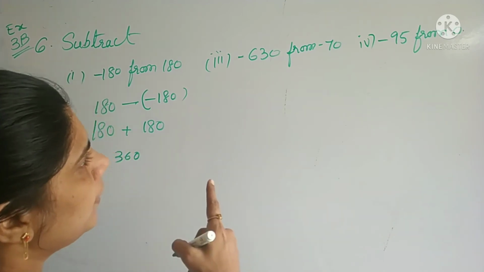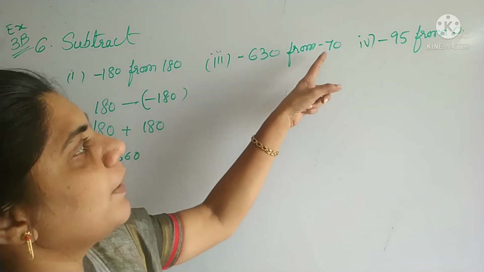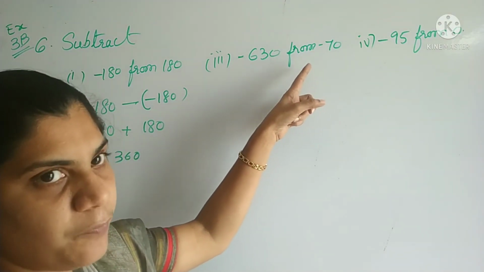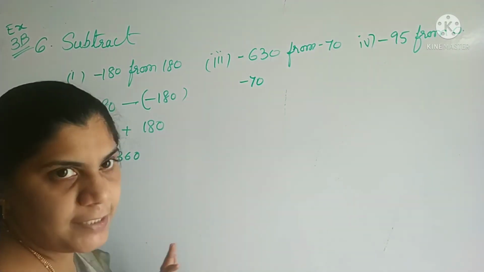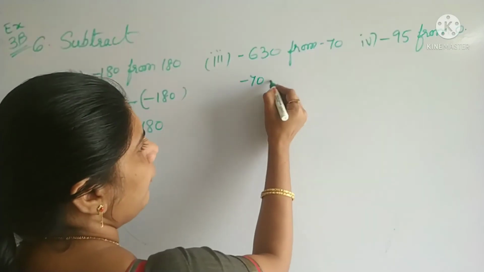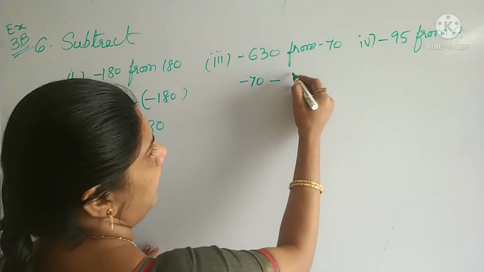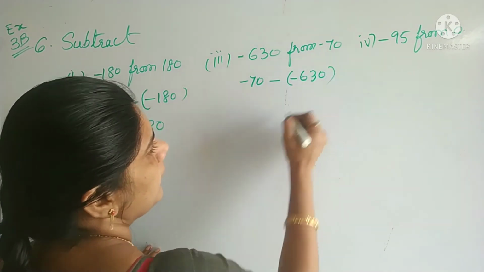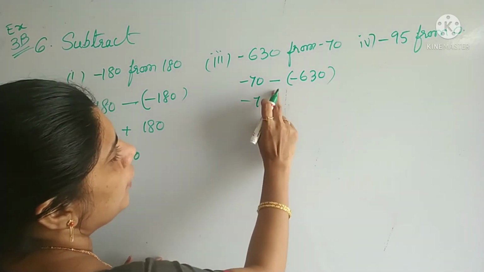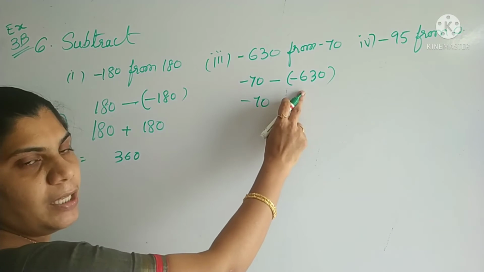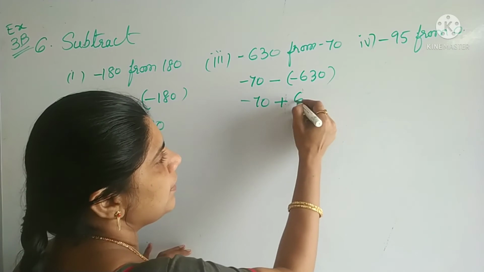Okay. Now see the next one. Minus 630 from minus 70. We have to subtract minus 630 from minus 70. So we write the number after "from" first. Minus is there, so along with the sign I am writing minus 70. Then subtraction. Which number do we have to subtract? Minus 630. Within the brackets write down minus 630. Now look at the signs. Minus 70 as it is first. Within the brackets you also have a minus sign, so multiply the signs. Minus into minus will become plus 630.